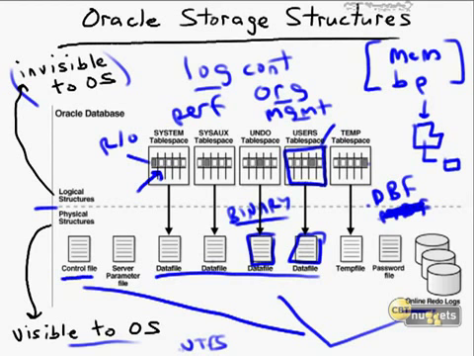The control file is a very small binary file that records the physical structure of the database. It includes your core metadata that the database needs and the instance needs to bring the database online. What is the name of the database? What are the names and locations of your data files? What are the names and locations of your online redo log files? What is your current LSN?